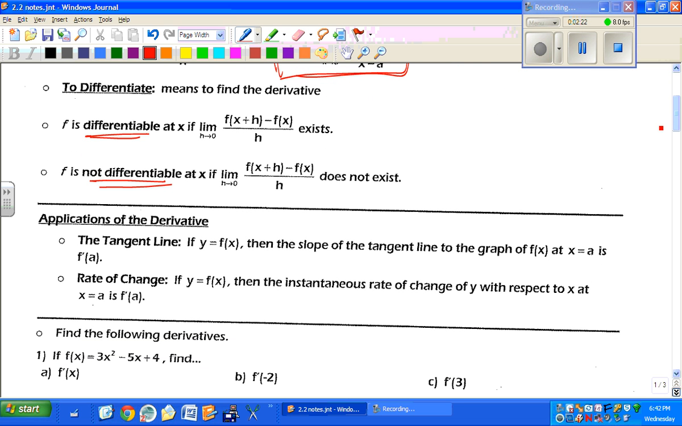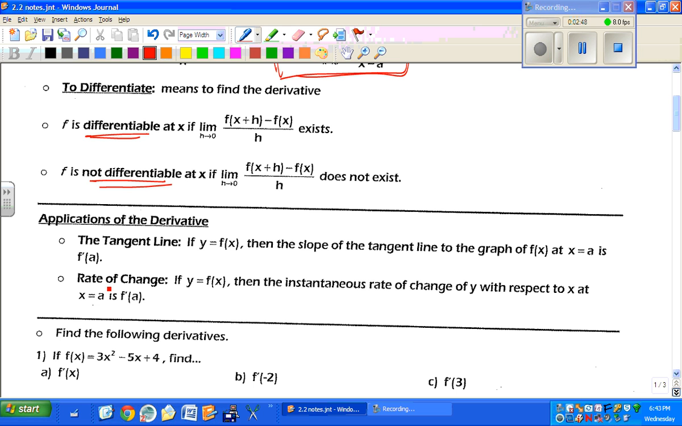We've already talked about a couple of the applications of the derivative. Talked about the tangent line. If y equals f of x, then the slope of the tangent line to the graph of f of x at x equals a is the derivative of f of a. So that's just saying that the derivative at this point gives us the slope of the tangent line.